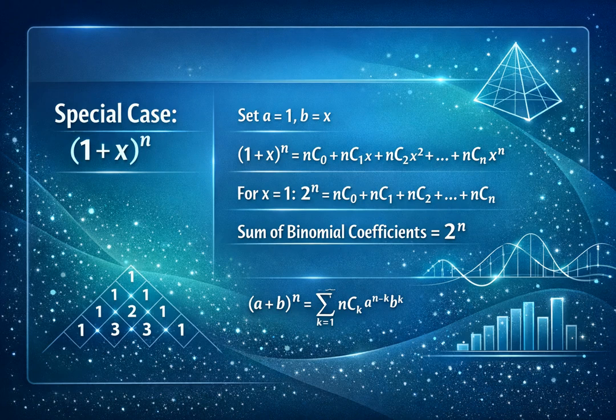A special case, (1 + x)^n. Setting a equal to 1 and b equal to x, we get nC0 + nC1 times x + nC2 times x^2, continuing to nCn times x^n. For x equals 1, this gives us 2^n equals the sum of all binomial coefficients. This is a fundamental identity.